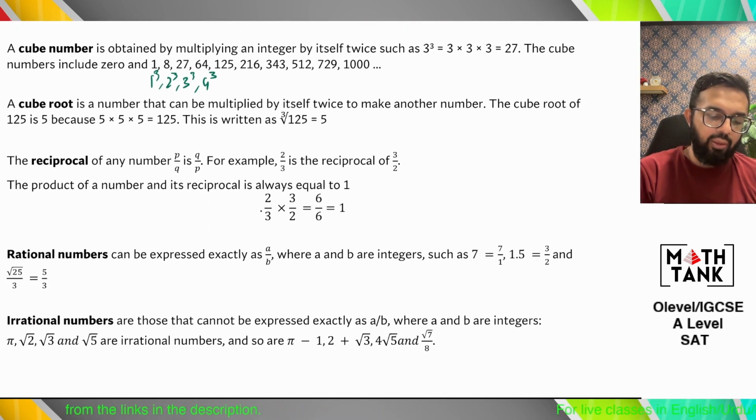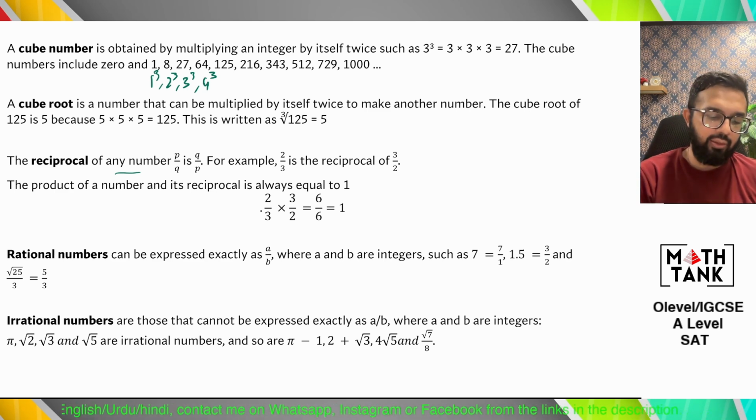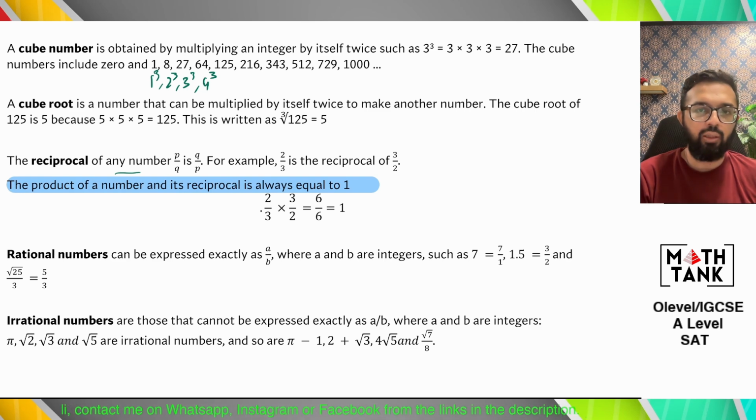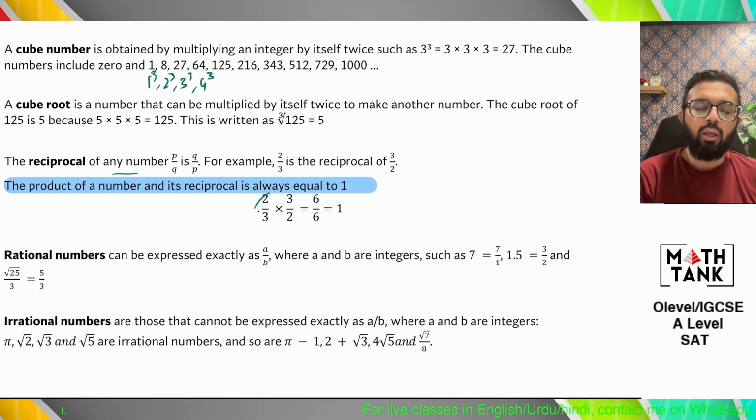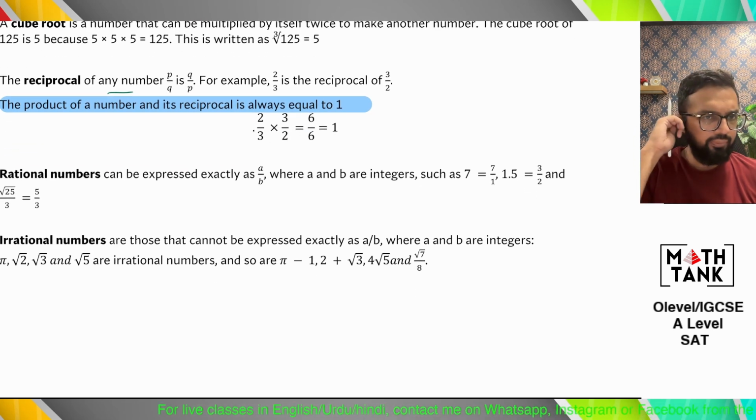The reciprocal of any number p over q is q over p. For example, 2 over 3 is the reciprocal of 3 over 2. When you exchange the numerator and denominator of a number, you end up with the reciprocal of the number. The important property is that the product of a number and its reciprocal is always equal to 1. So you multiply any number with its reciprocal. If you've done a bit of multiplication, you should know that these cancel out. You end up with 1 over 1 or 6 over 6. That's equal to 1.